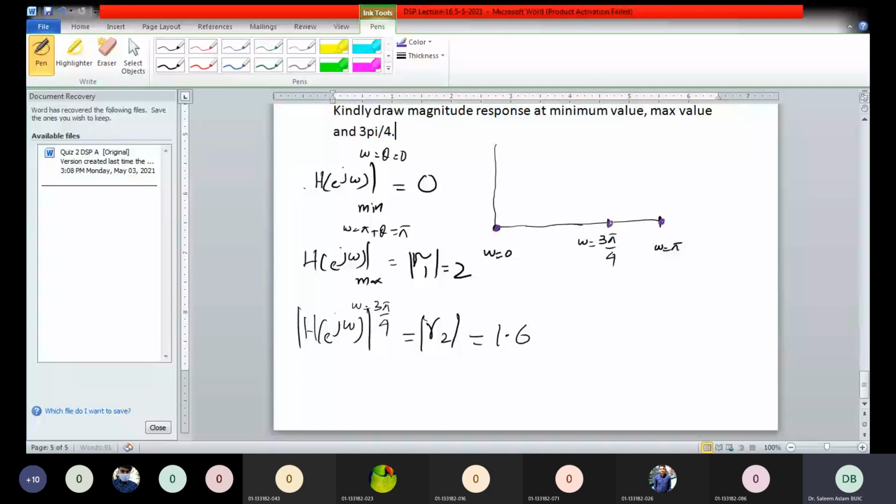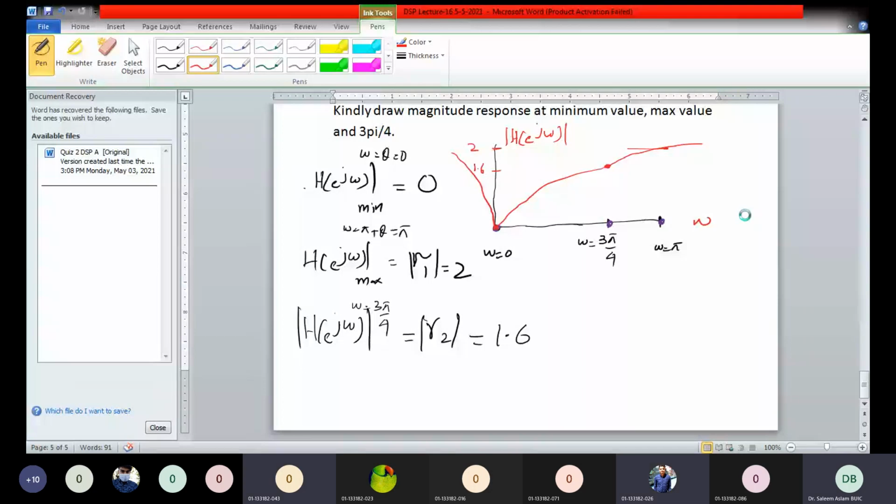So its minimum value, that's the most important thing in this example. If you bring the 0 on a unit circle, it will eat up that frequency. इसका मतलब है ये जो DC वैल्यू है इसको इसने eat up कर लिया, खा लिया. 3 pi by 4 पे इसकी वैल्यू कितनी है 1.6. So let's make it 1.6 and maximum value is 2. So this value is 1.6 and this value is 1 exactly. So this is mod H e to the power j omega versus omega. Any confusion beta?